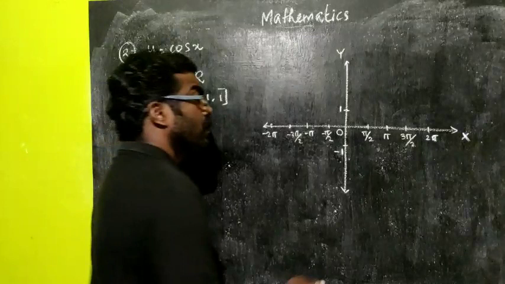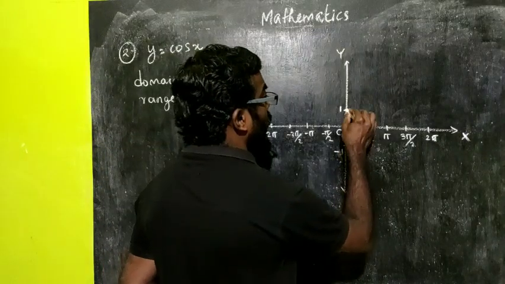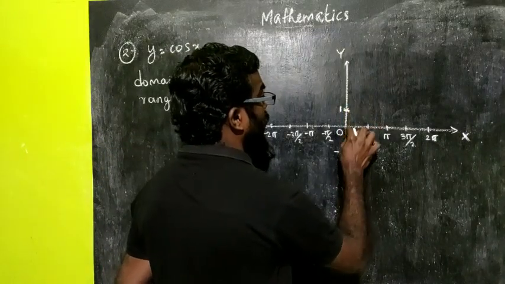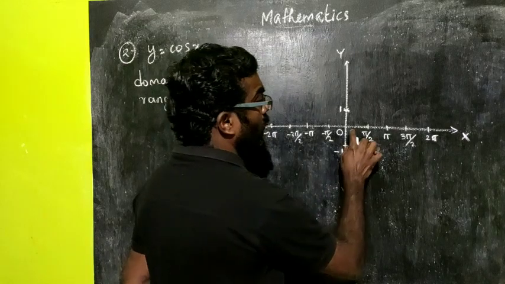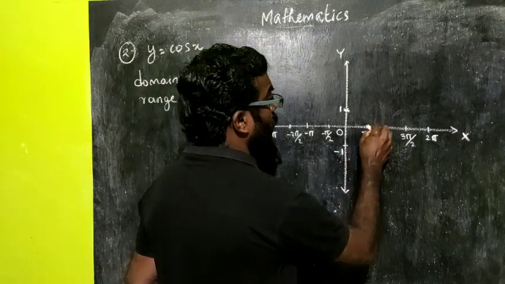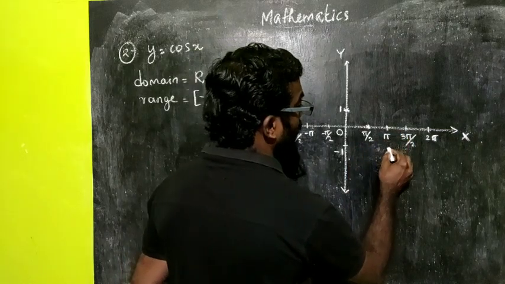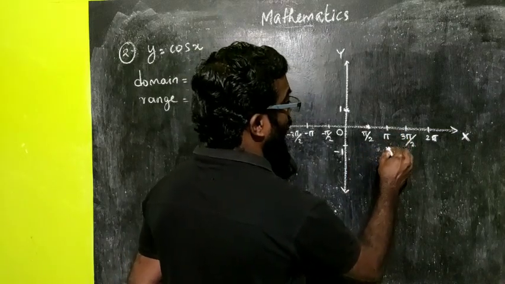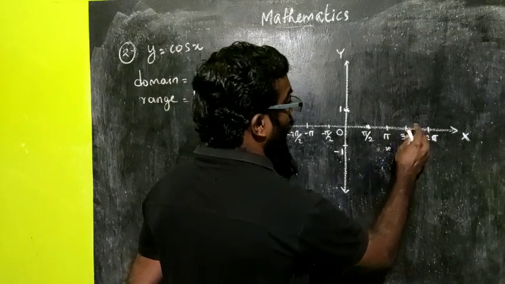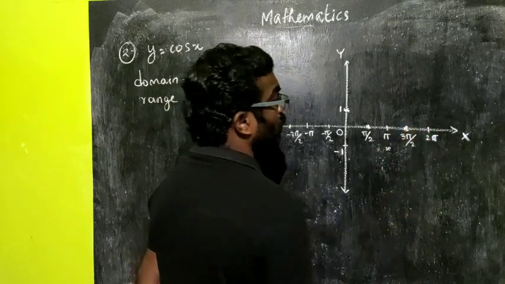So here cos 0, we all know cos 0 is 1. Cos 0 degree is 1. And cos pi by 2 is 0. Cos pi value is minus 1. So here we can mark the point. And cos 3 pi by 2 is 0.